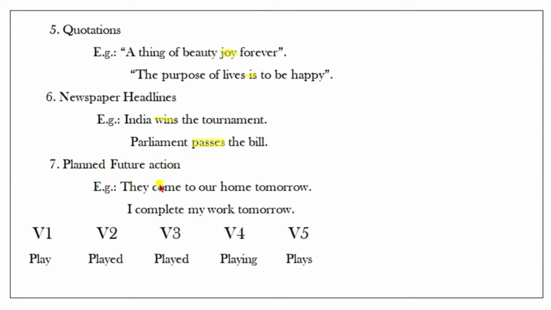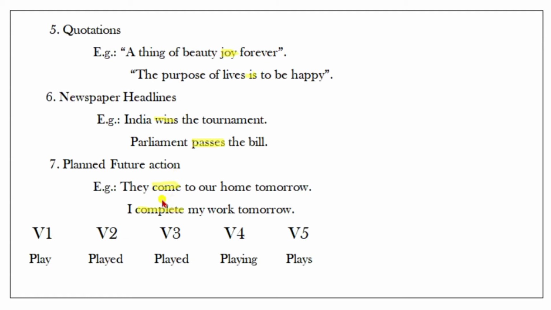Planned future action. They come to our home tomorrow. I complete my work tomorrow. In these two sentences, come and complete are verbs, so it is in V1 form. So it also indicates that for planned future actions also we are using simple present tense.